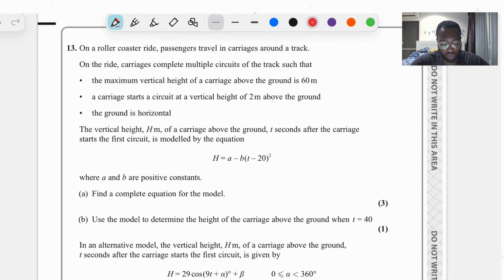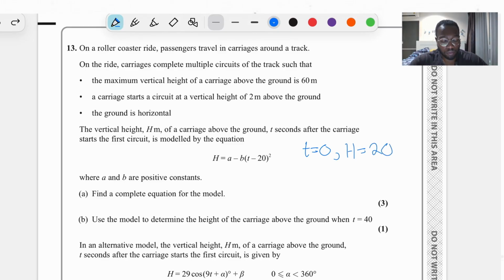Let's start with, I think, the easier one. The carriage starts a circuit at a vertical height of 2 meters above the ground. All that means is our initial height is 2 meters. So when t is 0, we know that h is equal to 2.